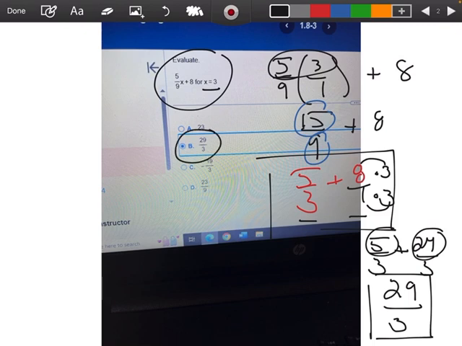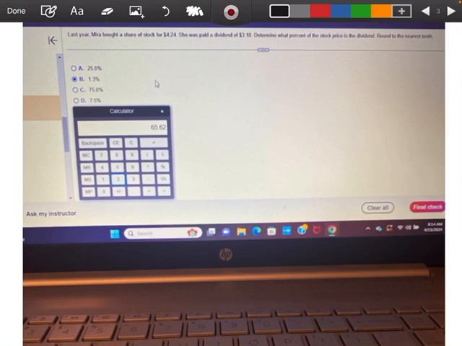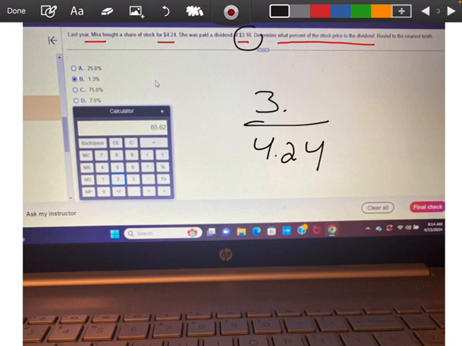And the last question we had here was, last year, Maida bought some stock for $4.24. She was paid a dividend of $3.18. Determine what percent of the stock is the dividend. So remember, my total was $4.24. Out of the $4.24, $3.18 is what we got.